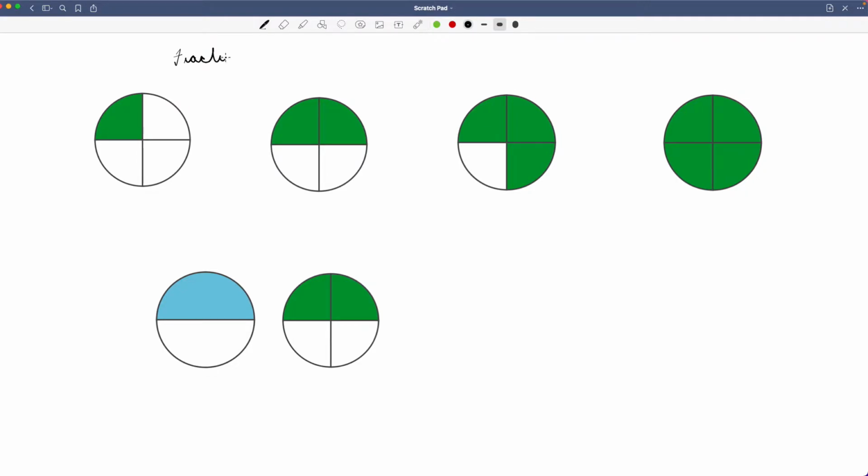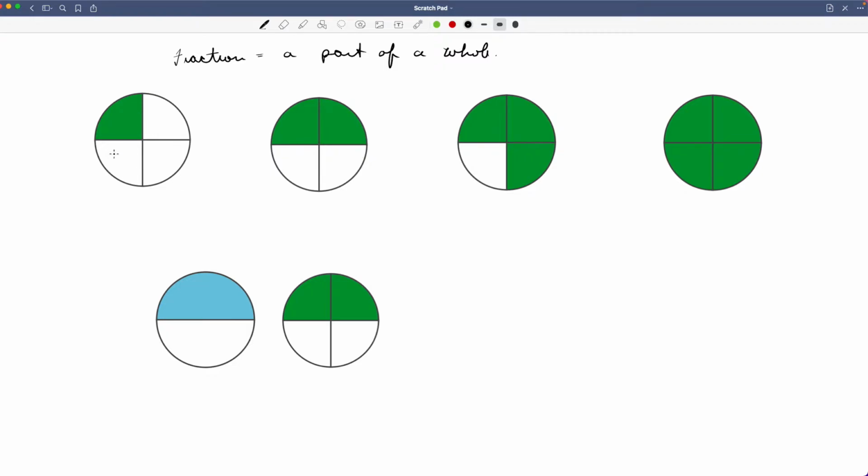A fraction means a part of a whole. All right, so for instance, I have one whole circle here, and I have divided it into 4 parts, and it's 4 equal parts. That's important to understand about a fraction, is that when we divide something into parts, it's always going to be talking about equal parts, all right?